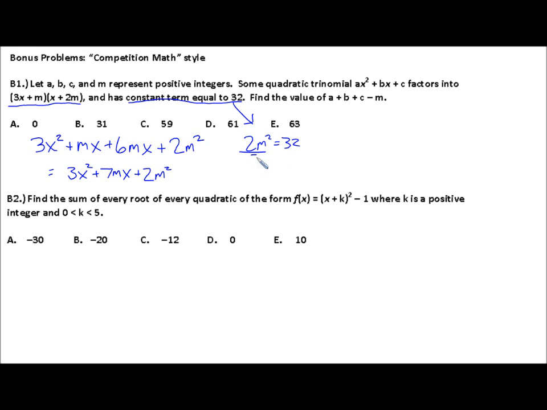So this is telling me the value 2m squared must be equal to 32. You can start to solve that by dividing out the 2. You get m squared equals 16, and thus take the square root. M has to be 4. We know one value, m. If you plug that back in here, you can find the middle term, 7 times m, so that comes out to be 28, and the middle term is your b. 7 times 4 is 28.